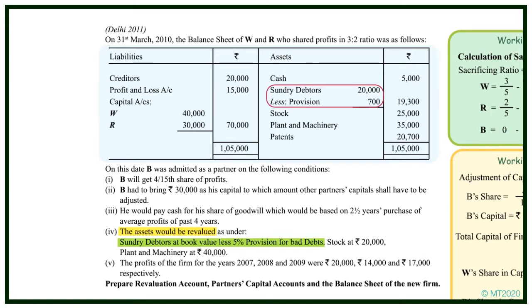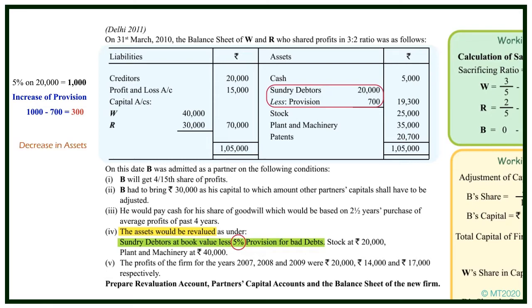Now we need to revalue. We have to take 5% less as provision for bad debt. So 5% on 20,000 comes as 1,000. We can see that the provision for bad debt is no more 700. It has reached 1,000. So that means there is a further increase of provision by 300 rupees. So we can say that this provision increase of 300 will reduce our sundry debtor value further by 300. So there is a decrease in sundry debtor by rupees 300.